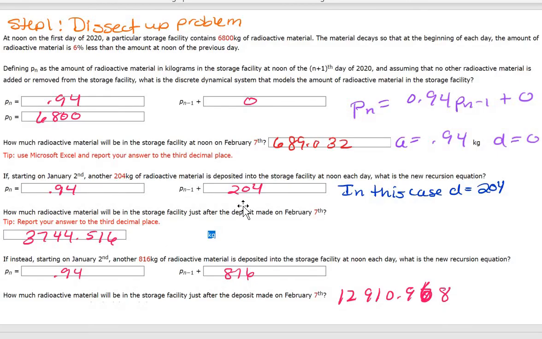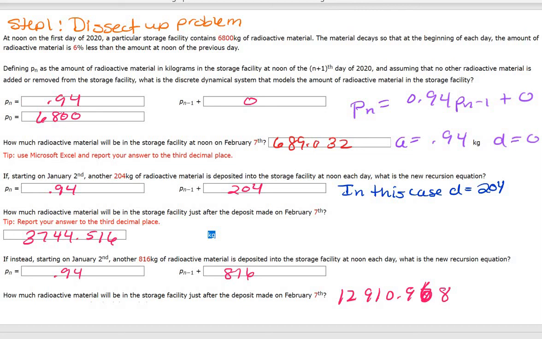3,744.516. Punch that in. Now here they're asking you for the same thing. They're saying, okay, what happens if I change to 816? I'm a little confused here if they want it to be 816 more or 816. But let's assume that they mean here 816 daily. If you get the answer wrong, they mean 204 plus 816. I don't know. I'll double check that.